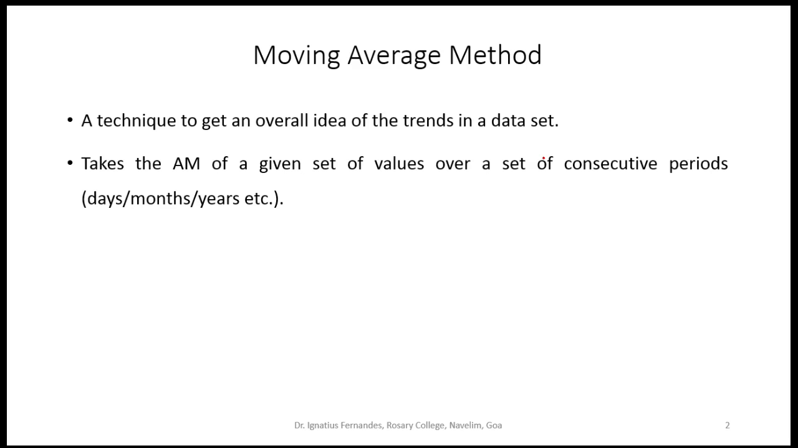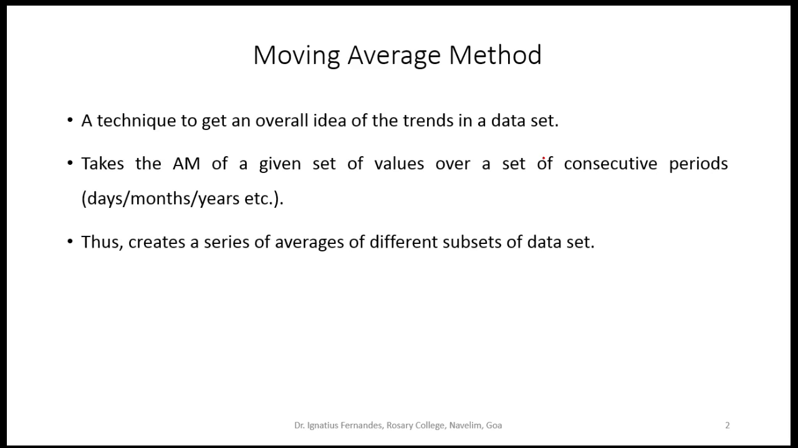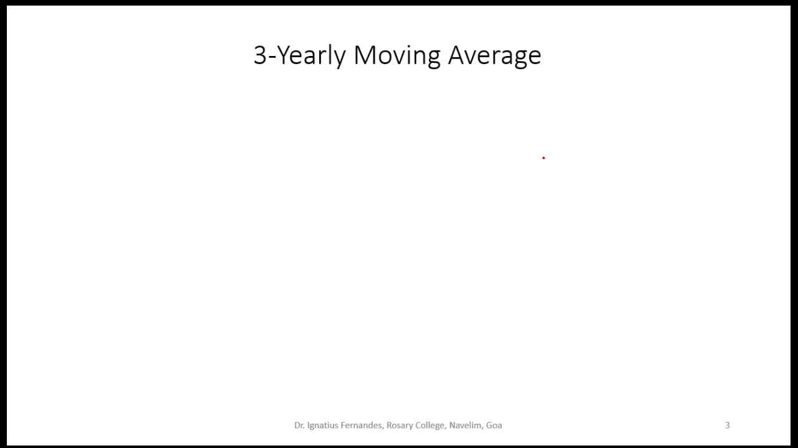By doing this, we create a series of averages for different subsets of the data set. Depending on how the time series is behaving, whether it is repeating itself after a fixed period of time, we decide the period accordingly. We can follow a 3-yearly, 4-yearly or 5-yearly moving average and so on, depending on the nature of the time series. In a 3-yearly moving average, we find the average over a period of 3 consecutive times.